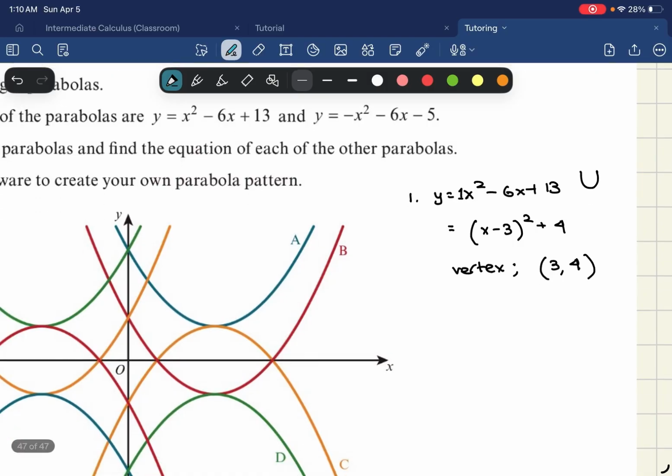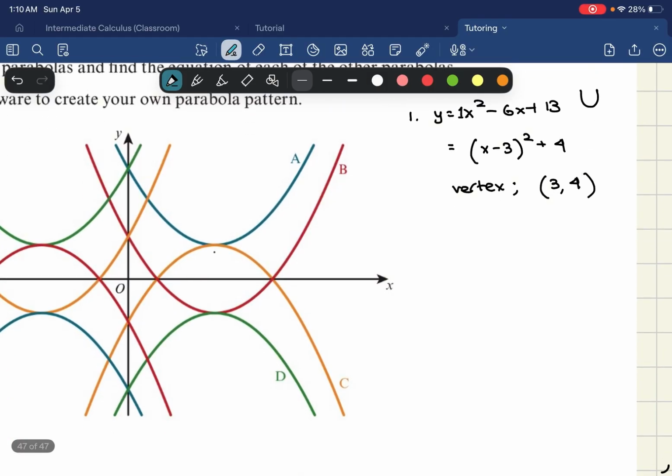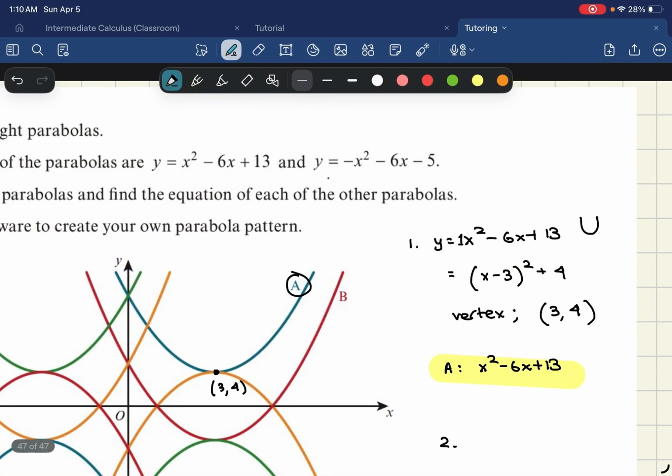And this graph, because the coefficient of x squared is positive, is concave up. So the only two graphs, C and A, have that vertex. So I'm going to say this is 3, comma 4. And only A is concave up. So A is going to have the equation x squared minus 6x plus 13. All right. Let's look at our second equation, which is this.